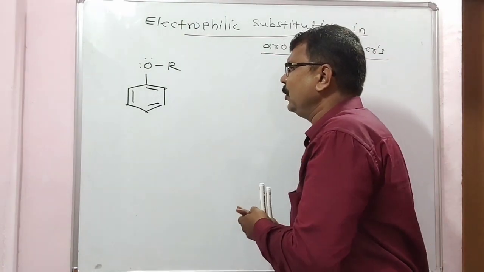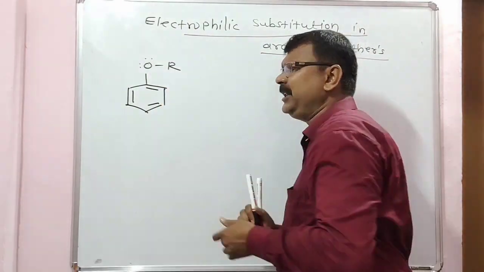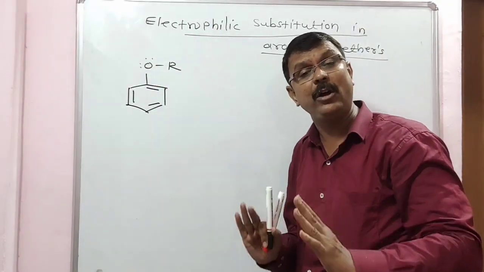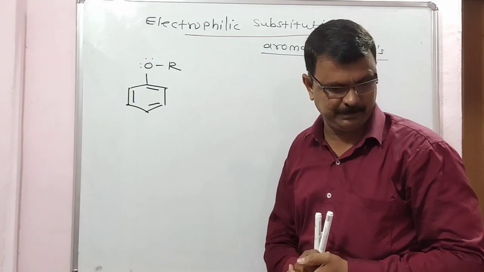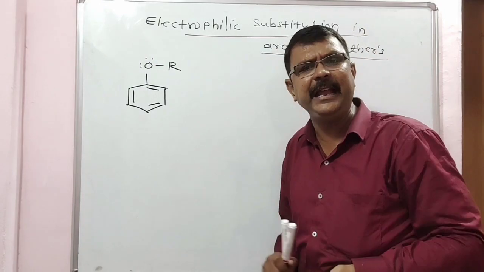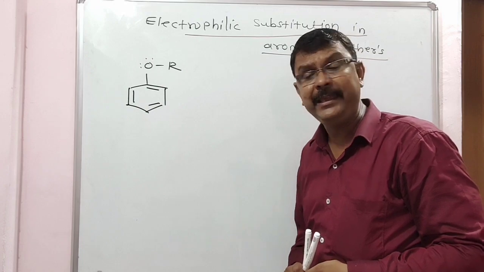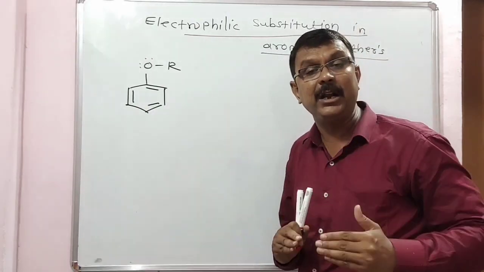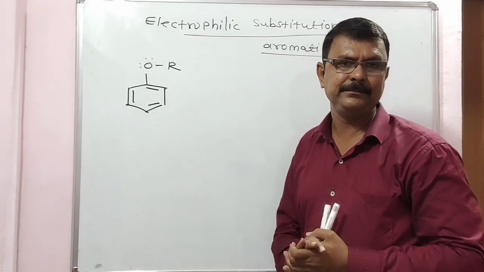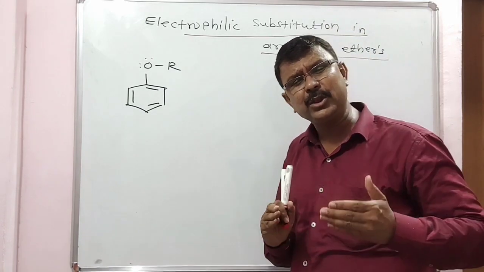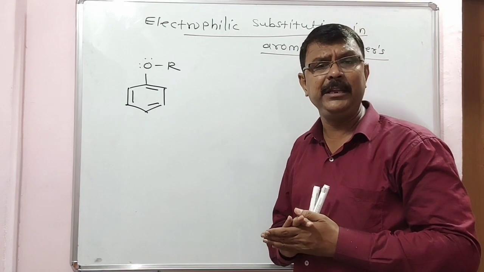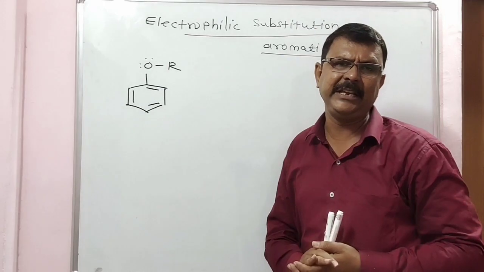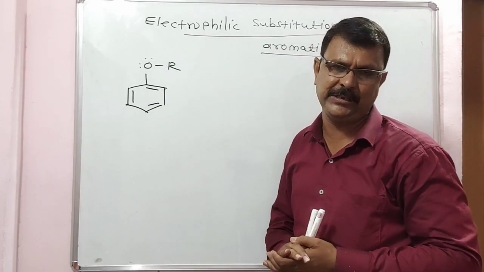Look at this compound, everybody. This is the aromatic ether. What is this? This is the alkoxy group. The alkoxy group is a ring activating group. This group is ortho para directing. Ortho and para directing, everybody, means it increases the electron density at those positions.